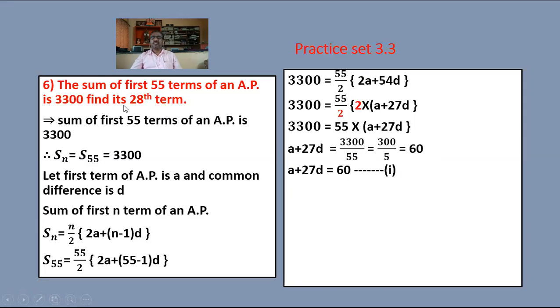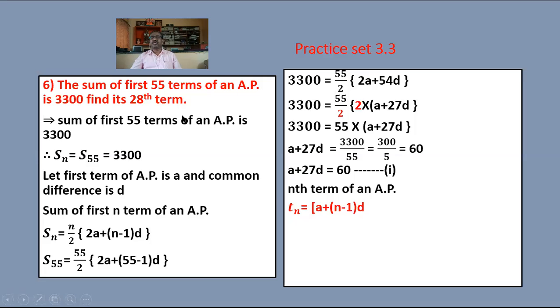Here to find its 28th term. We know that the nth term of an arithmetic progression Tn is equal to a plus n minus 1 multiply d.